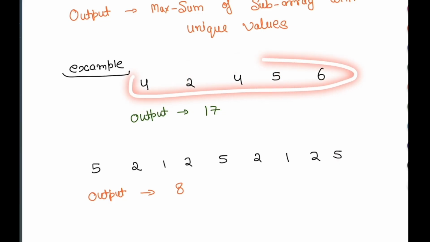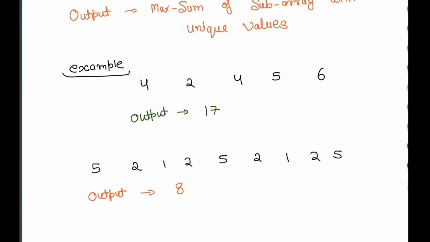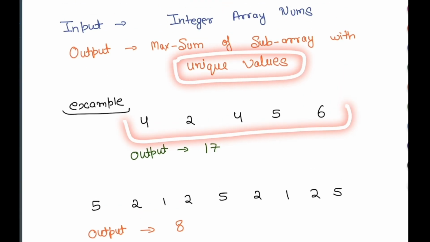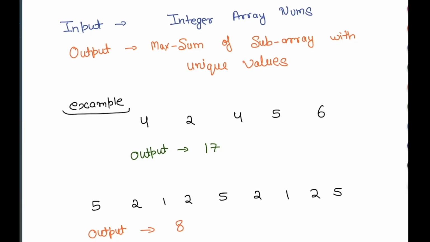Now, for this particular example, the output is 17. That is, for this particular example, we have a subarray from this array such that the subarray has unique values, and the sum of the elements of that subarray is 17. Now the thing is, since we need to maximize the value, right? We have to maximize the value, we have to maximize the sum. So we have to take a subarray which can give me the maximum sum, right?